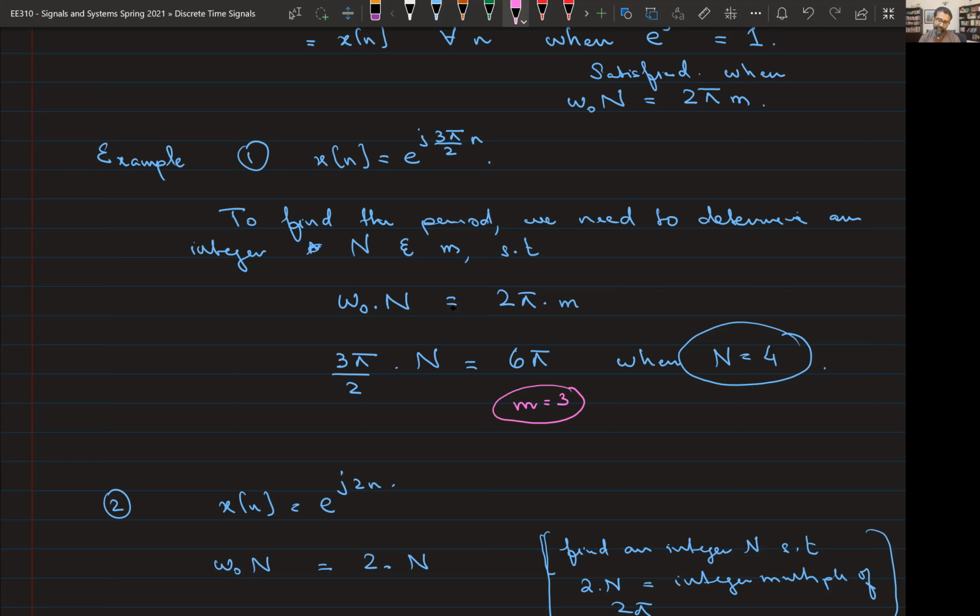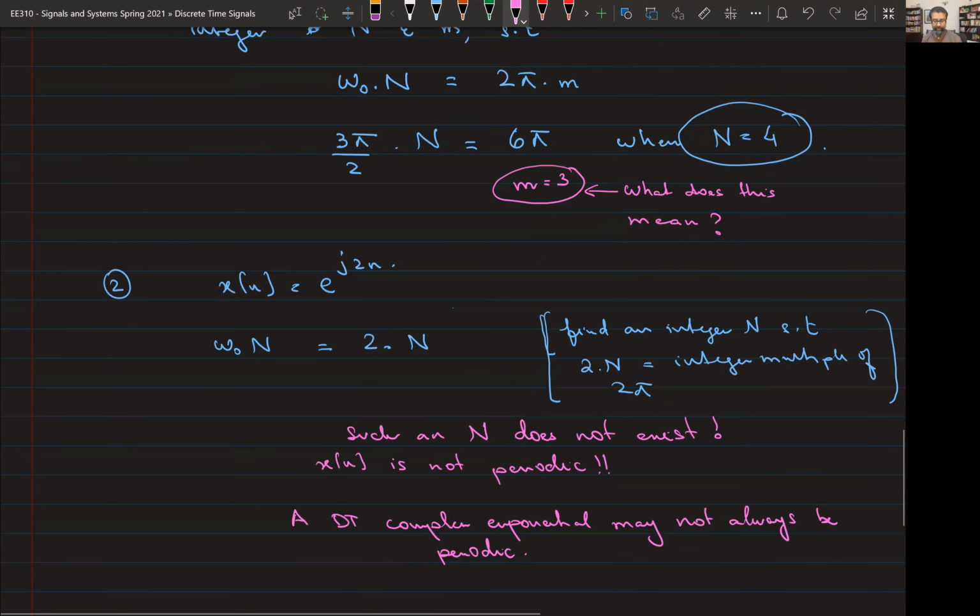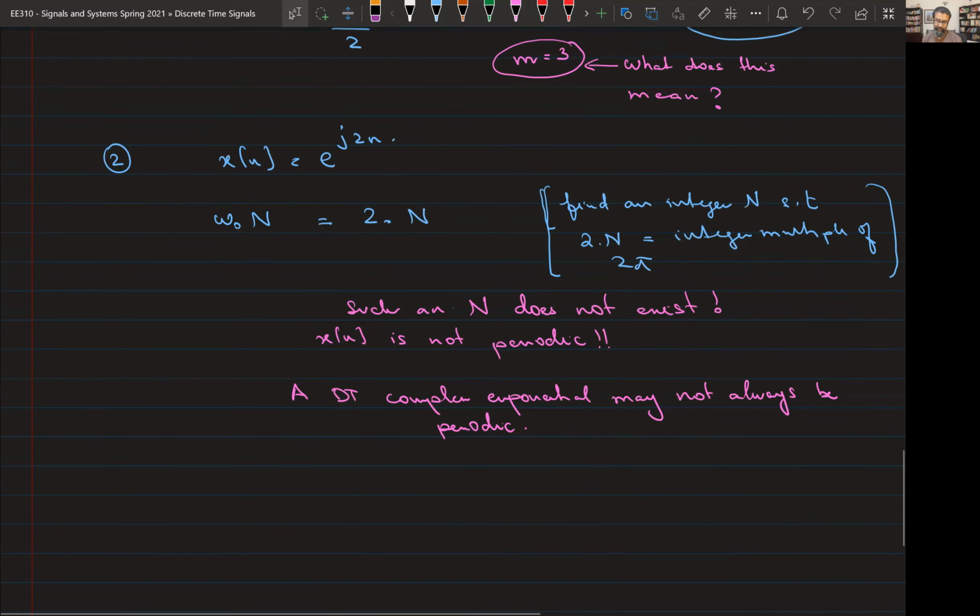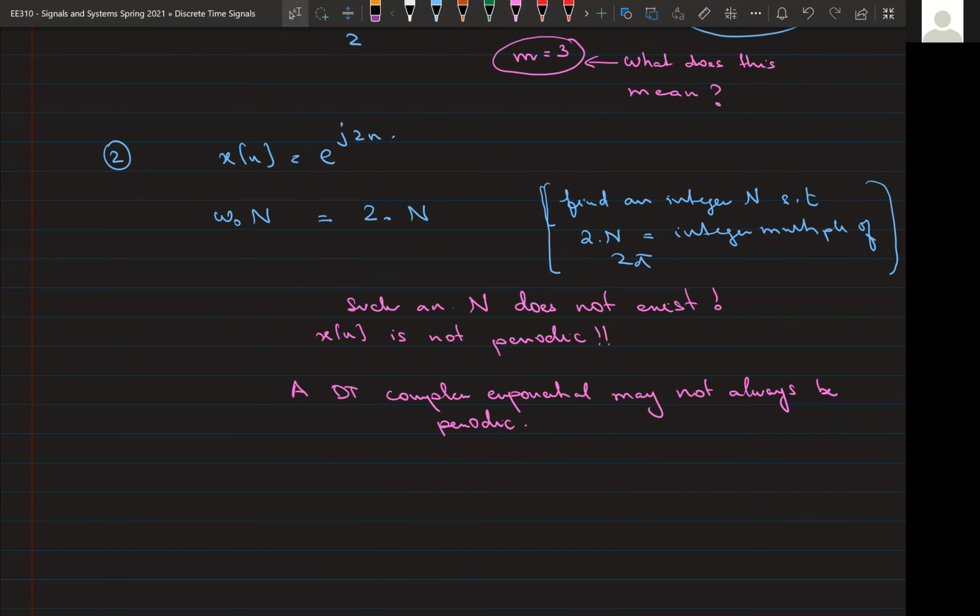Think about Talha and all the others. What does this mean? Sir, could you explain the second example again? Okay. Right. Let's see.